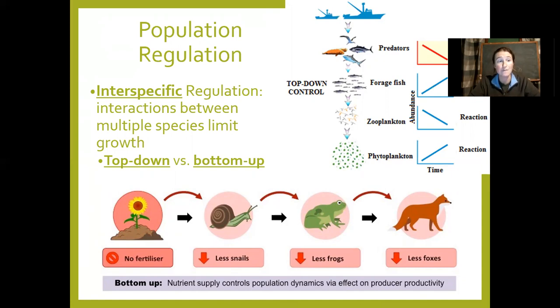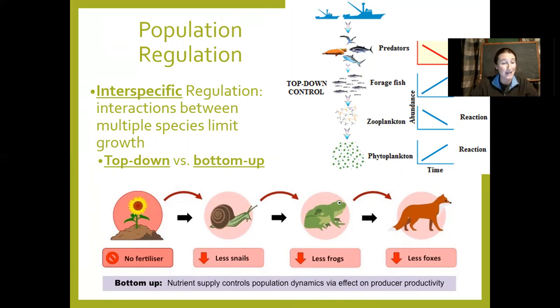Populations are regulated via interspecific regulation. So interspecific, you can think of an interstate highway as going from state to state, so multiple states. Interspecific is going from species to species. Now this is a concept that we are going to dig into in our community talks in the next section of this class. But for now, I think we can understand just that there are multiple species that are interacting with one another, and those interactions can enhance a population or they can decimate a population size. And so generally these types of interspecific regulatory mechanisms can be classified as either top-down or bottom-up.